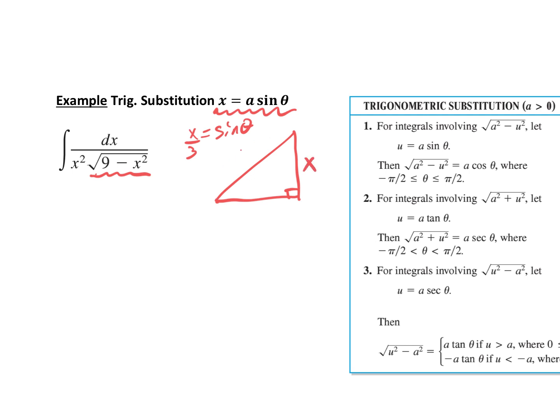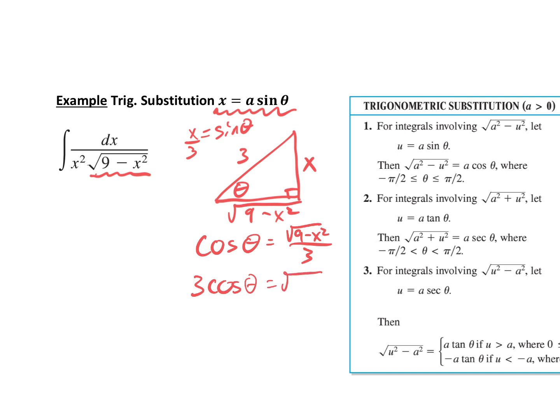So we have x over 3. And if we use the Pythagorean theorem, we get the square root of 9 minus x squared for this third side here. And we got our angle theta here. So now we need an expression that involves this side, with an x and this 3. That would be the cosine. So the cosine of theta is the square root of 9 minus x squared all over 3. Or if we multiply both sides by 3, 3 cosine theta equals the square root of 9 minus x squared.